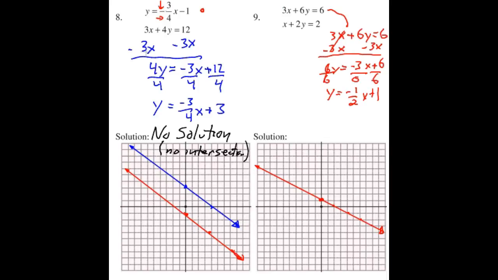And let's do the second one now. Just need to subtract x on both sides here. We'll get 2y equals negative x plus 2, and divide everything by 2. y equals negative 1/2 x plus 1. Now, look at those. Those are actually the exact same line. So if you graph here, you would get the exact same line.